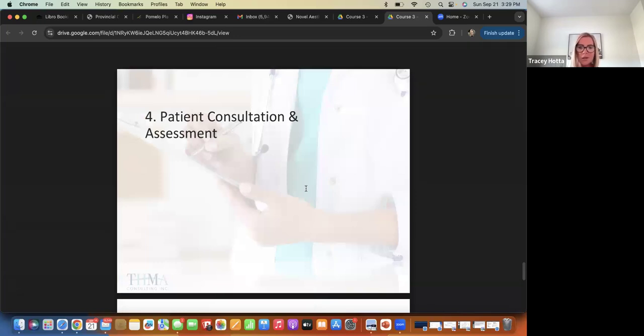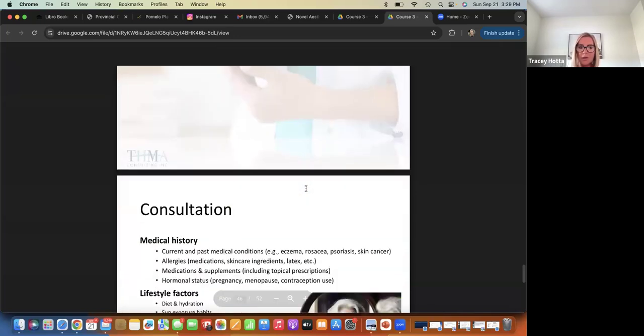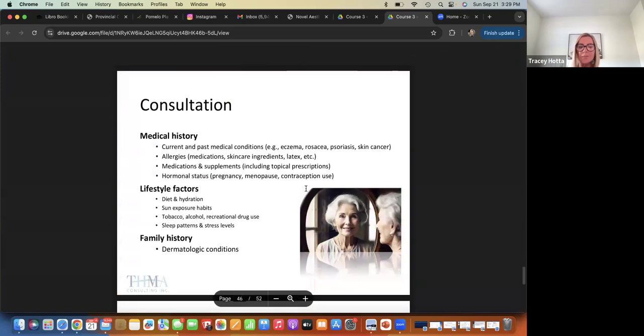So patient consultation and assessment, very, very important. Consultation. So you want to make sure you get a good medical history, current and past medical conditions. Do they have eczema? Do they have rosacea? Have they had psoriasis? Have they had a history of skin cancer? That's important as well. What allergies do they have, both to medication, skincare ingredients, and any kind of allergy? It's important to capture that.